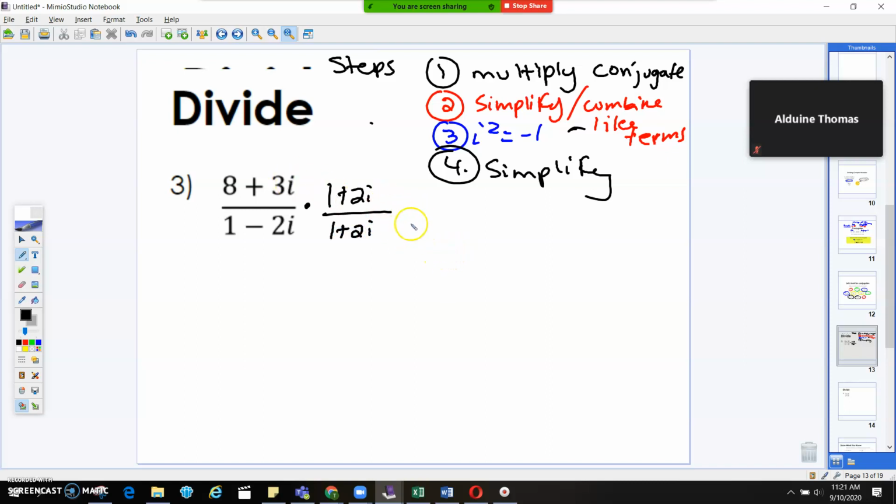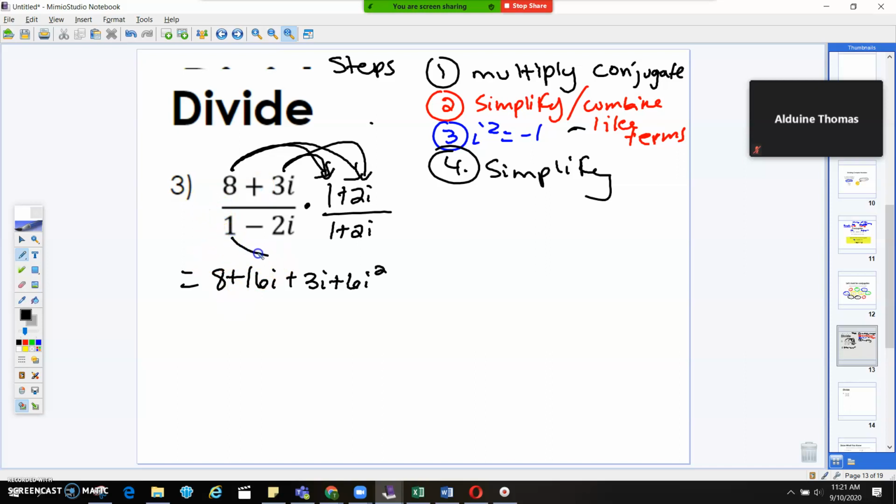So if I multiply, I'm going to write this down here. I'm going to have 8 times 1, which is going to give me 8. 8 times 2i, which is going to give me 16i. 3i times 1, which is going to give me 3i. And 3i times 2i, which is going to give me 6i squared. Now, if you're sitting there and you're like, these lines stress me out, remember, Mr. McKinney showed you all that you could do the box method, right? Okay, so that's totally fine too. You don't have to do just the lines. You can do the box method as well.